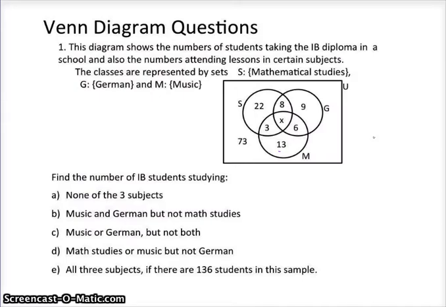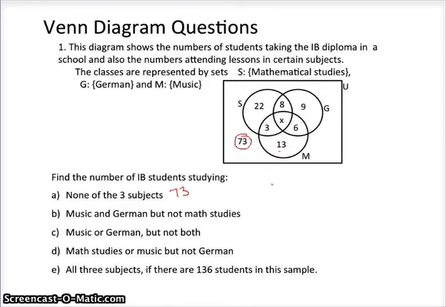Okay, so let's look at a typical question. The Venn diagram shows students taking either math studies, German, or music. Find the number of students doing none of those three subjects. So this is the complement of everything, of the union of the three sets. So it's this number here, it's 73.